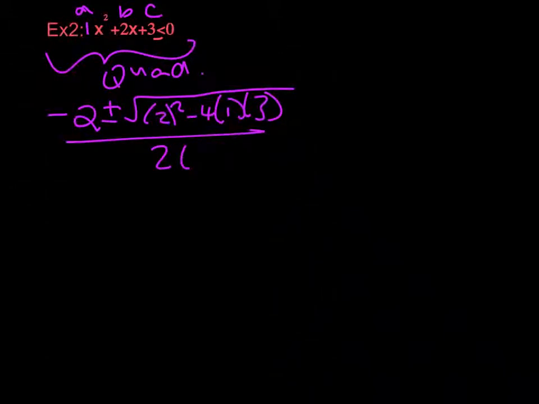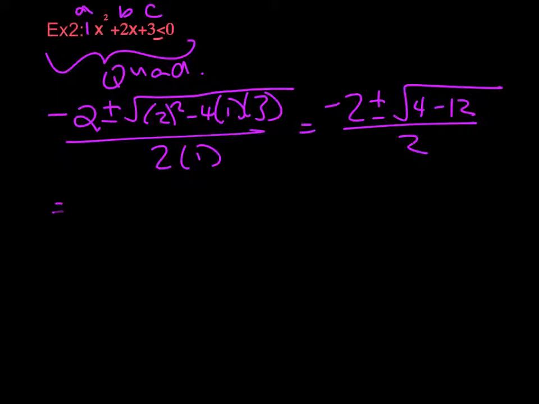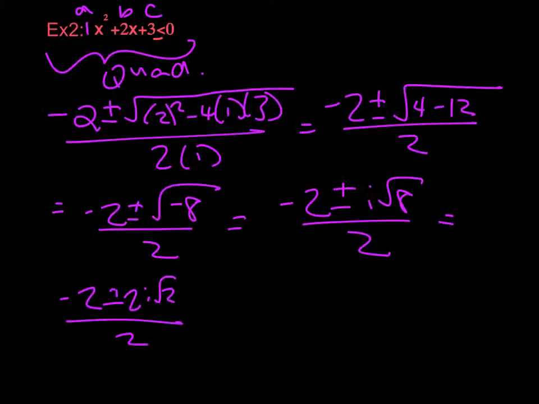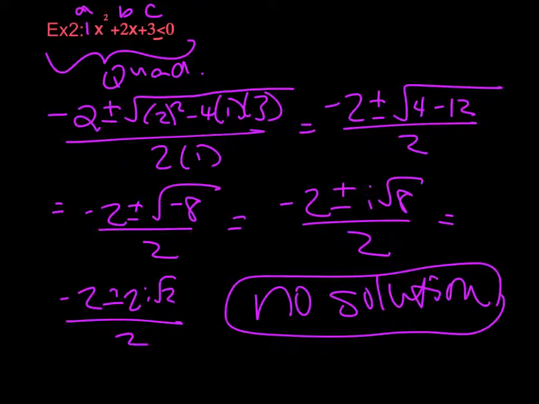over 2a, which gives me negative 2 plus or minus the square root of 4 minus 12, over 2. That gives me negative 2 plus or minus the square root of negative 8, over 2. And you'll start to notice that you're getting an imaginary. So negative 2 plus or minus 2i root 2, over 2. Imaginaries basically mean that the graph is not going through the x-axis. So this has no solution. There are no numbers that are going to make this less than 0.